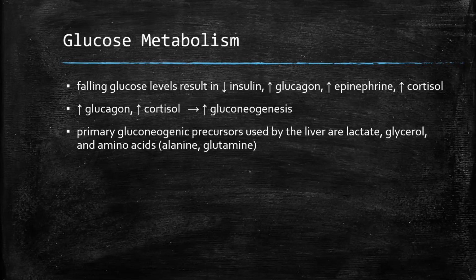Gluconeogenesis can use several different precursors. Lactate comes from skeletal muscle and is important in this process. It's called the Cori cycle in the liver. The glycerol backbone from triglycerides is important. And then amino acids, particularly alanine and glutamine, are used as well if necessary.